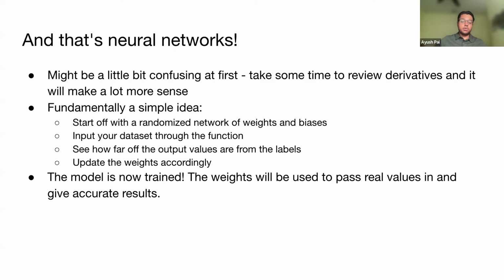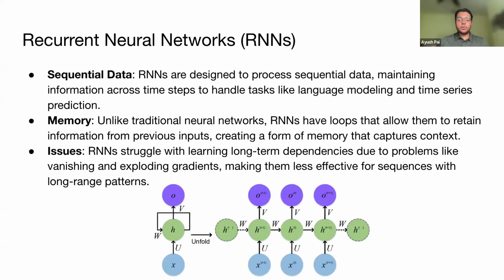And yeah, you just keep doing that. It's a repetitive process until you have the least loss possible, or your epochs are done, whatever. Through this iterative process, the model learns to make accurate predictions. With the model now trained, these learned weights can be used to process real data and produce reliable results. And yeah, that's how neural networks work. So let's get into these other architectures really quick, and then we'll get into LLMs.